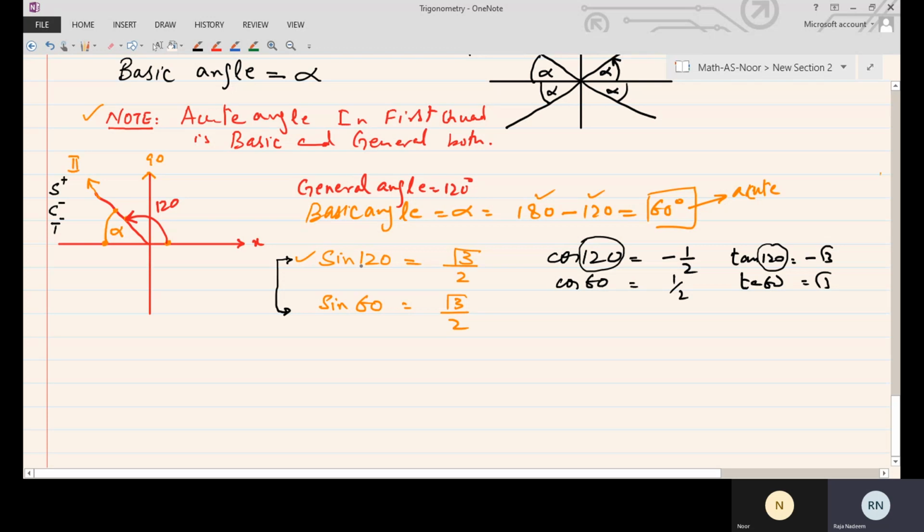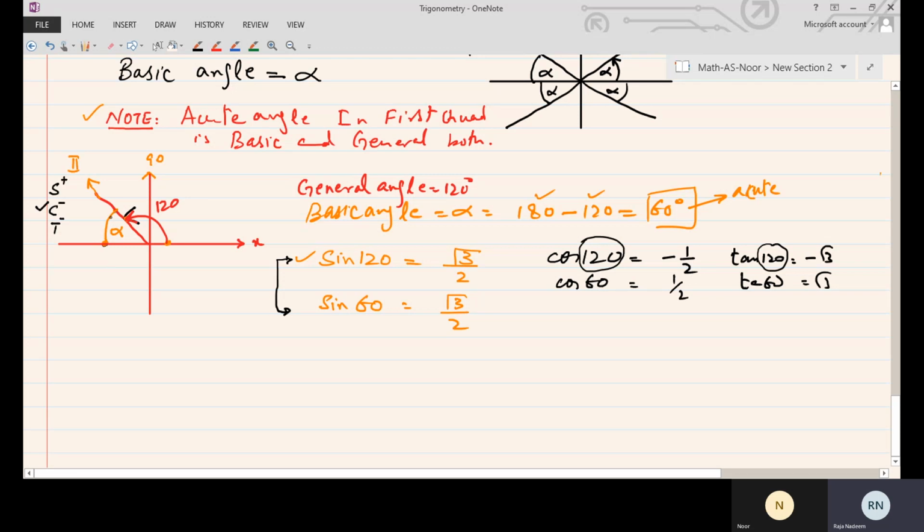And I told you why we are getting the same answer, because by coming on either side, I mean positive x-axis to 120 degree or negative x-axis to this 60 degree basic angle, you'll reach the same point. That's why its answer is the same. But in case of cos, when you start your journey from positive x-axis and reach this point, you'll get minus 1 by 2, and minus 1 by 2 is in second quadrant. In second quadrant cos is negative, but when you take the basic angle, you'll get this positive answer.